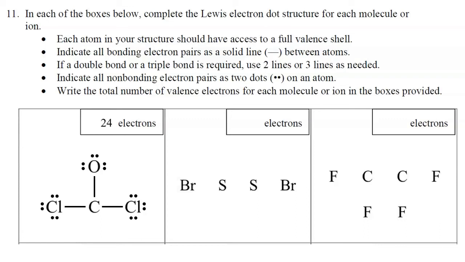The chlorine on both sides, each chlorine has an octet. Oxygen has an octet, but unfortunately the carbon right now does not have an octet. The carbon only has access to 6 electrons. And since I can't add any more electrons, I have to make a double bond.